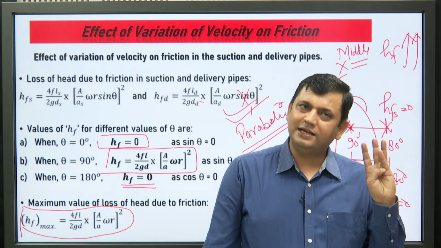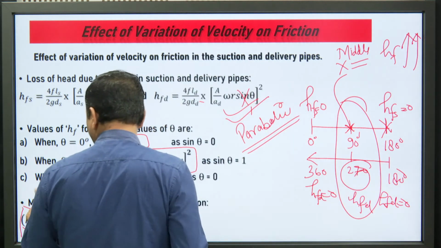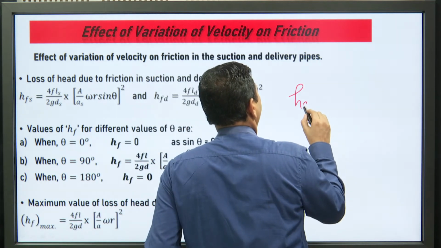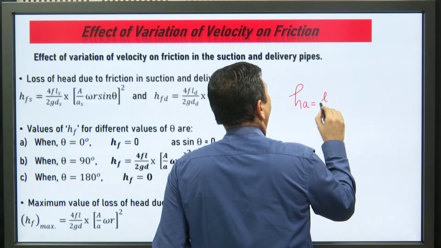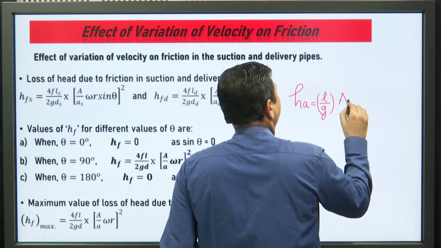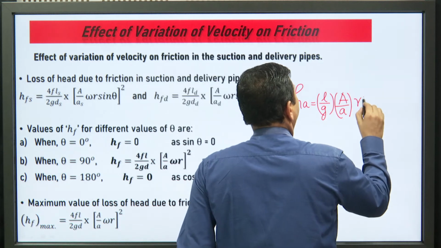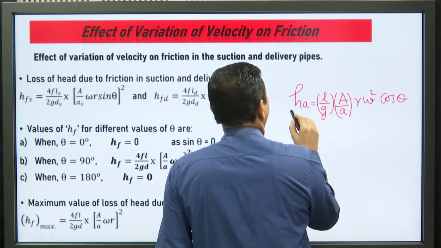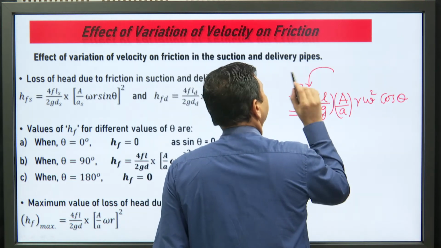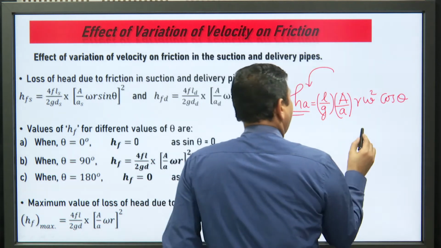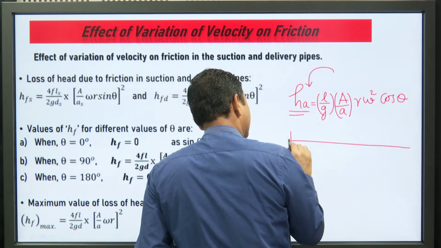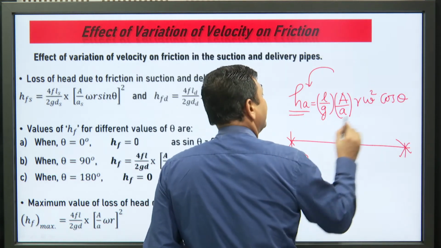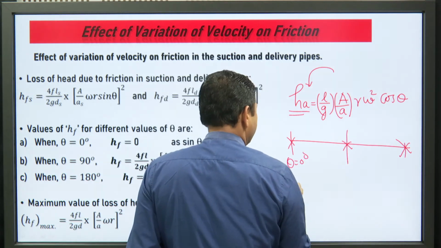Yes. So we have already calculated this one, the acceleration effect, HA equals L upon g, A upon a, r omega square cos theta. Okay. This equation is the effect of acceleration. In this case, theta is 0 at the beginning of stroke, so cos 0 is 1.